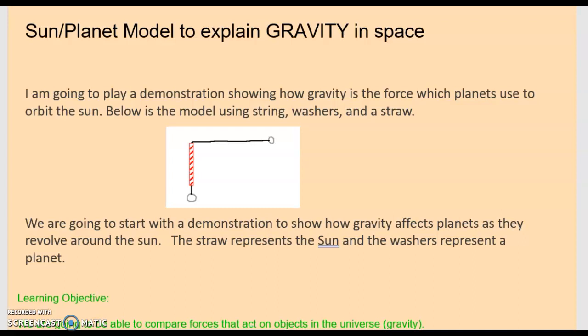There's no audio, so I'm just going to play it here, showing how gravity is the force which planets use to orbit the sun. So below is the model that they used, using string, washers, and a straw. We're going to start with a demonstration to show how gravity affects planets as they revolve around the sun. Planets go around the sun. The straw represents the sun, and the washers represent a planet.